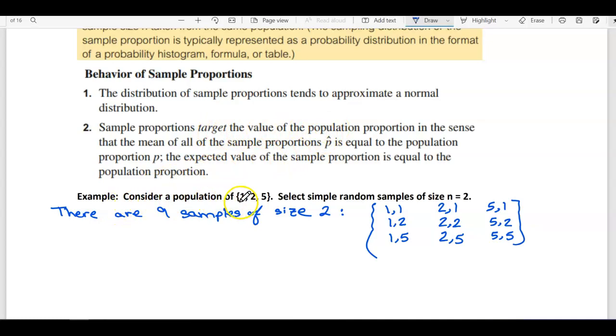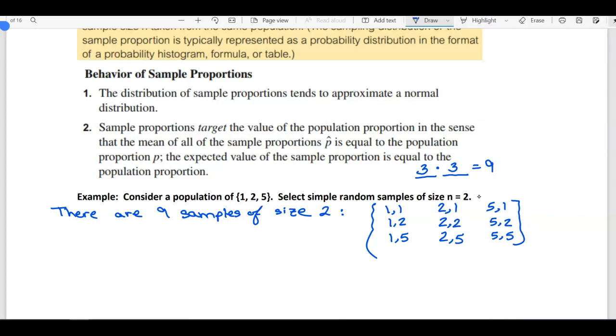So let's consider a population of items 1, 2, and 5, and we're going to select random samples of size 2. If we look at all the different possibilities here, we're selecting samples of size 2, so there's my 2 items. We are doing this with replacement, that's important. So we have 3 options to select that first item. And then let's say we select it, we put it back in the hat to be drawn again. Now we have 3 options for that second item. So there's a total of 9 possible outcomes, but we need to list all the 9 outcomes.